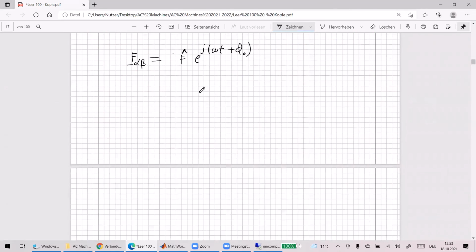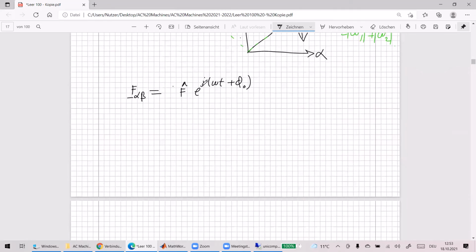And that is what I have written down here. Okay, cool. Now, in DQ, what we do is we multiply alpha beta with e power minus j theta p. And now let's assume this is your omega 1.